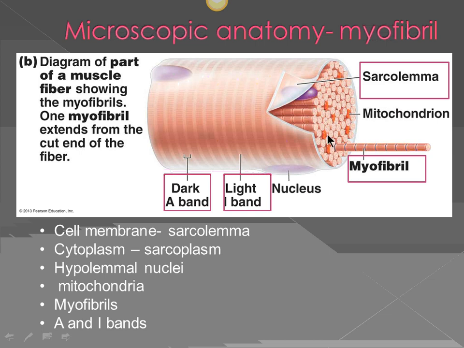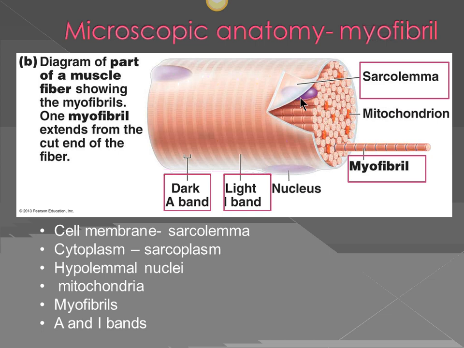So sarcoplasm is the cytoplasm. You have many nuclei. Remember I said skeletal muscle was one long cylindrical fiber, and you also did it when you were doing tissues. So you have many nuclei. These nuclei are present just below the sarcolemma or cell membrane. So that's why we say the position of the nucleus is hypolemmal.